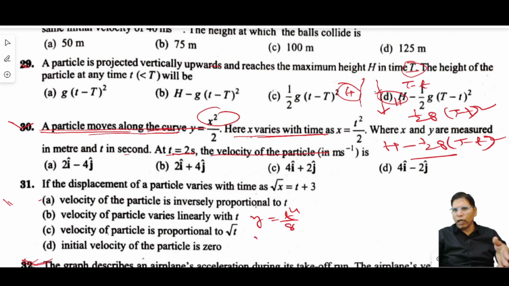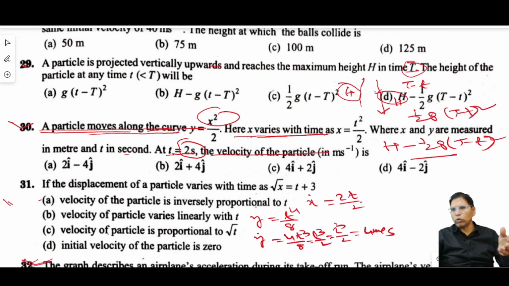So look at this. The velocity in y direction, y dot, equals 4t cubed by 8, which is t cubed by 2. Now the velocity in y direction at t equal to 2 seconds becomes 2 cubed by 2, so this is 4 meter per second. No problem. Now the velocity in x direction, x dot, equals 2t by 2, so this is 2 meter per second at t equal to 2 seconds. Therefore, the velocity becomes 2i cap plus 4j cap after 2 seconds.